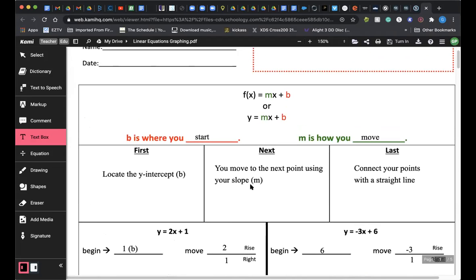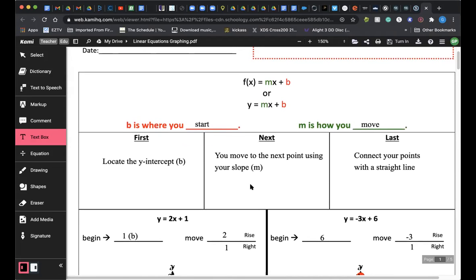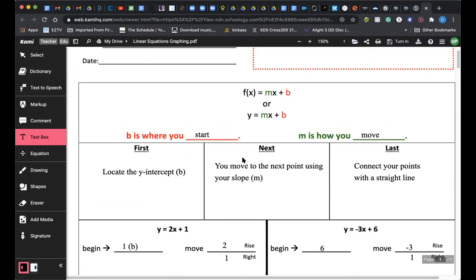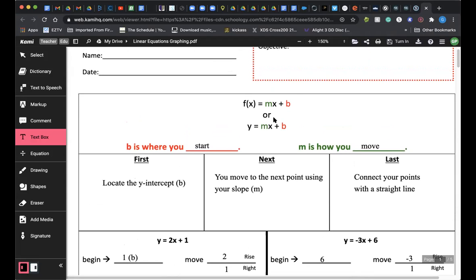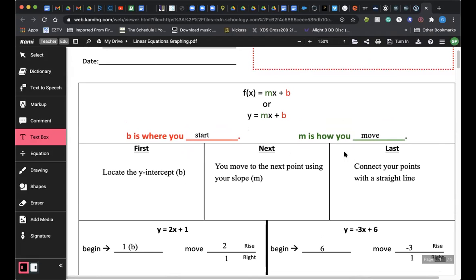Okay. All right. Here are our steps. So we were thinking about tables, I think, and that's fine. We can use a table as well to make a line. But if you have an equation, your first three steps are these three steps right here. You're going to locate the y-intercept, which is your b, and then you're going to move to your next point using your slope, and then connect your points with a straight line. Those are the three steps I was looking for. We're going to practice that skill today, and keep working with that idea of how to make a line from an equation.